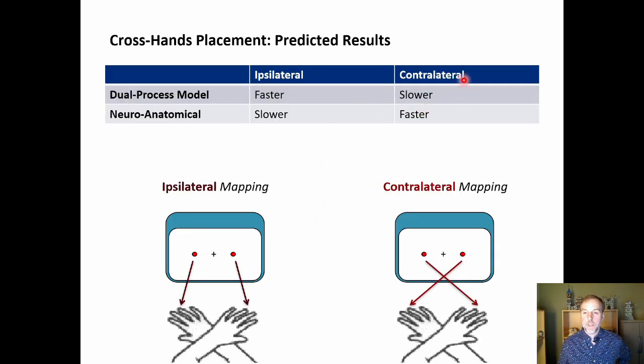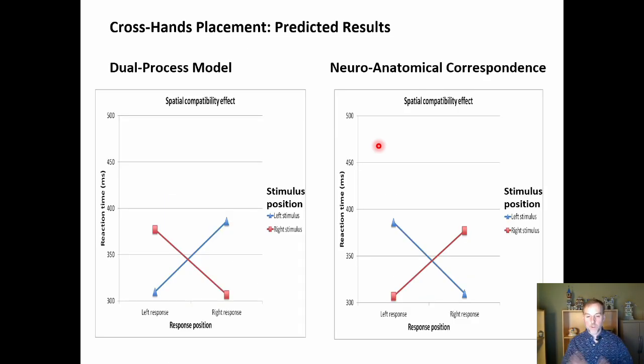So if we look at our predictions, we're in this perfect case now. All we had to do is ask people to cross their hands, and our 2 hypotheses are making opposite predictions. And let me show you what those would look like in terms of our graphs. So here they are. Their opposite predictions might be hard to see at first, but we have a backslash here and a forward slash here in red.